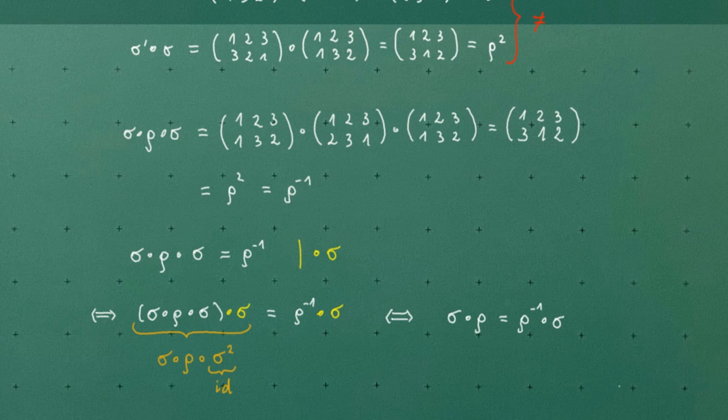This here you could call an anti-commutation relation. I cannot commute sigma and rho. If I try to, I have to write the inverse of rho here. So again, this is another example that this group is non-commutative.